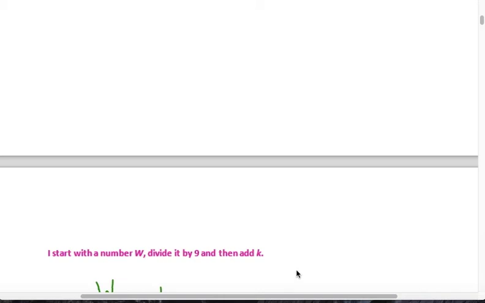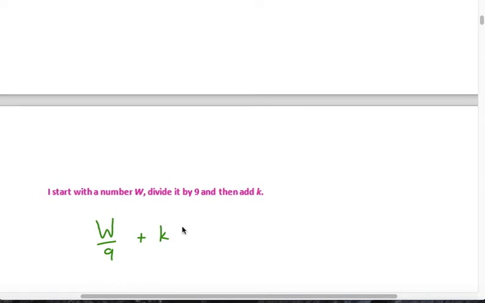Again, if you've got questions or thoughts or anything, just write them on the side and you can ask me later. More examples. I start with the number W. Notice it's uppercase W. Don't change it to lowercase. Divide it by 9 and then add K. Biggest error is people would write W, divide by 9 plus K. But remember, that's not the way we tend to write it in algebra. Instead of the divide sign, we use fractions, because fractions mean divide. So we have uppercase W over 9, and then add K, plus K. That's the way we would write that.